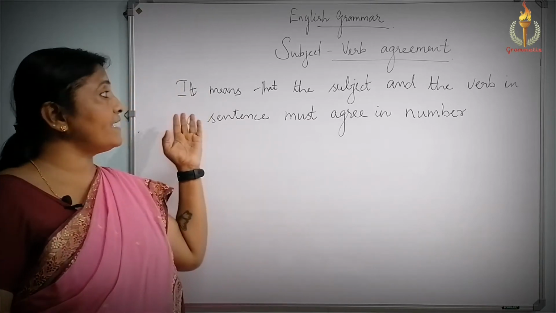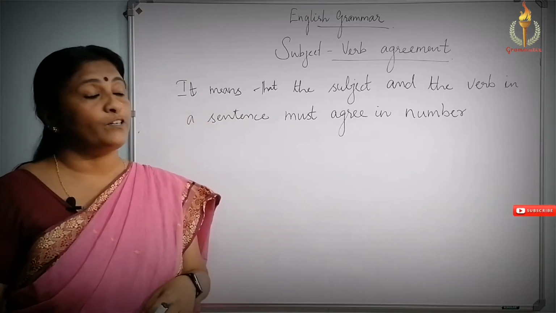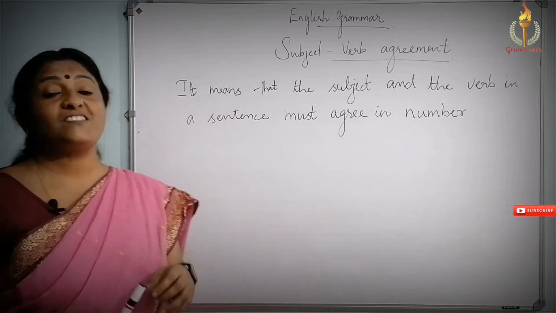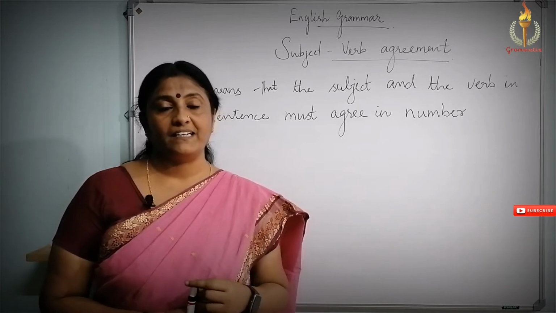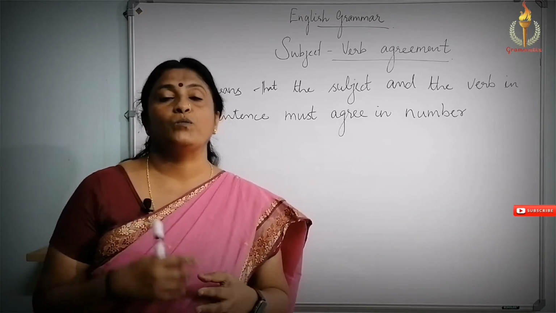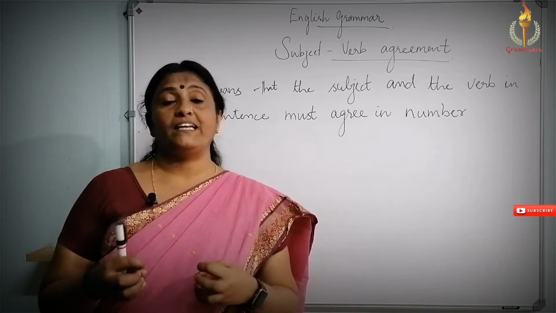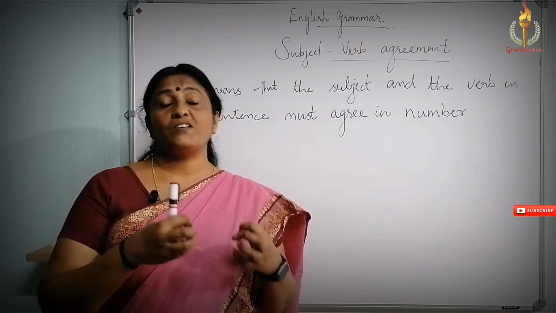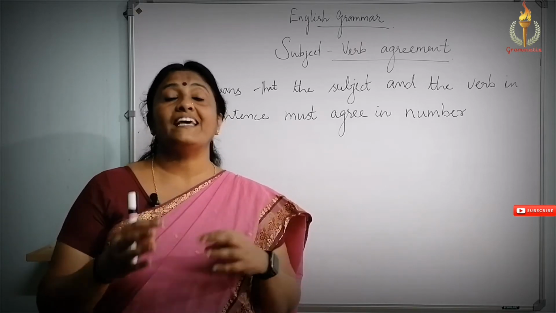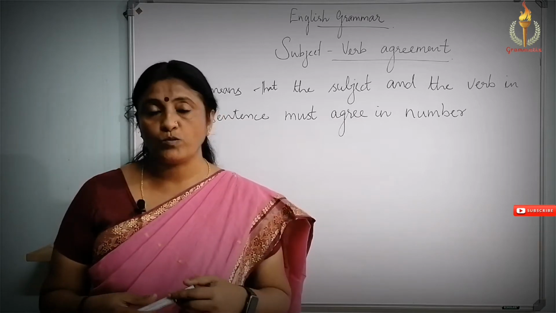Now how does it come to that? It means that the subject and the verb in a sentence must agree in number. Number means singular, plural. So the verb that we have to put depends upon the subject. So they are in agreement. That's what we are going to do today.